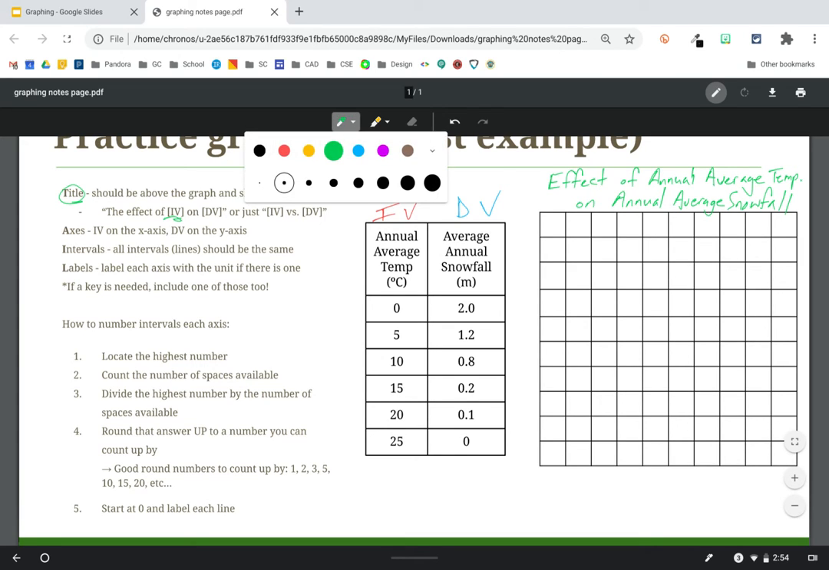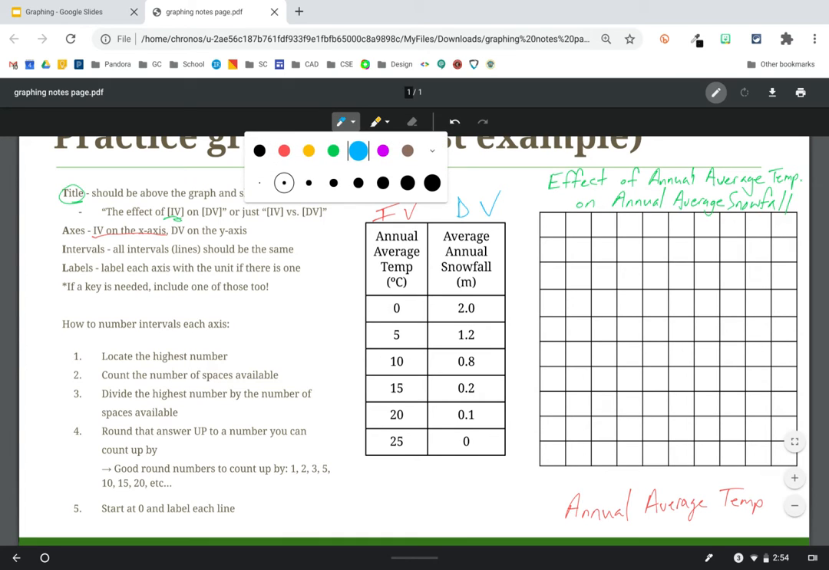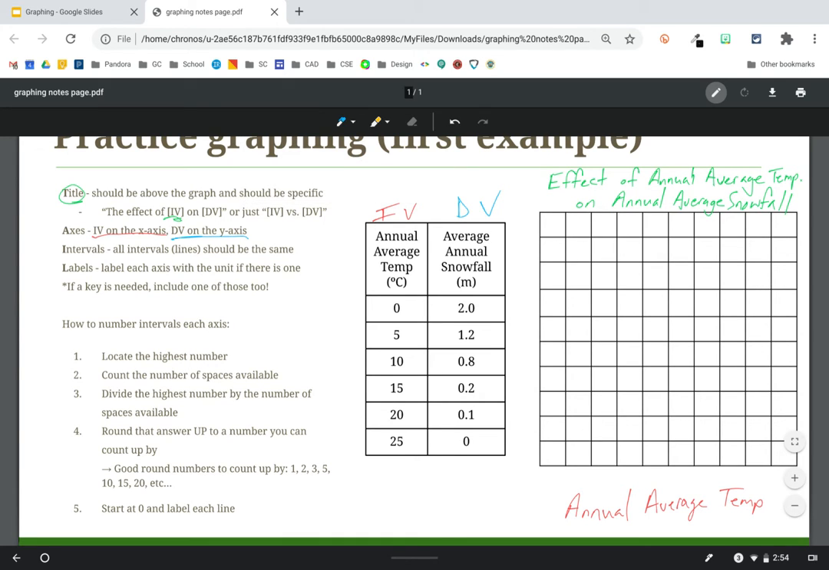The next thing that we're going to do is look at the axes. And the axes are making sure that the independent variable goes on the x-axis or the bottom. So on the bottom of the graph, we're going to write down annual average temperature. And then on the side, we're going to write down the dependent variable on the y-axis. So the y-axis is along the side of the graph right here. We're going to write down average annual snowfall.